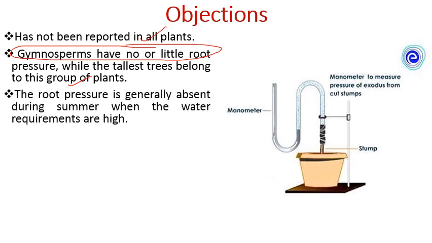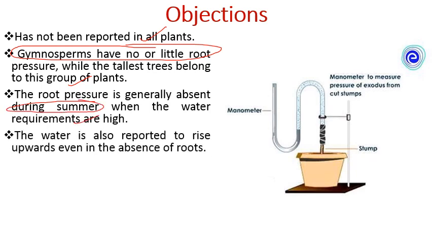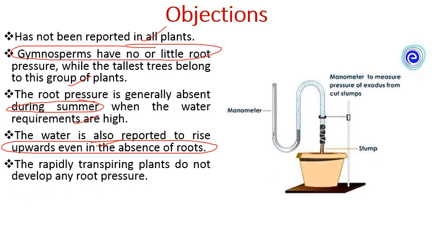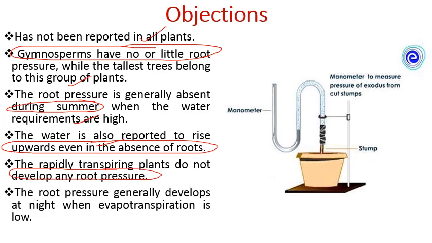The root pressure is generally absent during summers when the water requirements are high. Water is also reported to rise upward even in the absence of roots. So roots ke bina bhi jo pani upward direction mein move karta hai. The rapidly transpiring plants do not develop any root pressure. Root pressure generally develops at night when evapotranspiration is low. Jo root pressure hai din ke time transpiration ke time develop hota hi nahi hai. Aur ye develop hota hai during night time when the rate of evapotranspiration is low. So these are some objections to this theory.